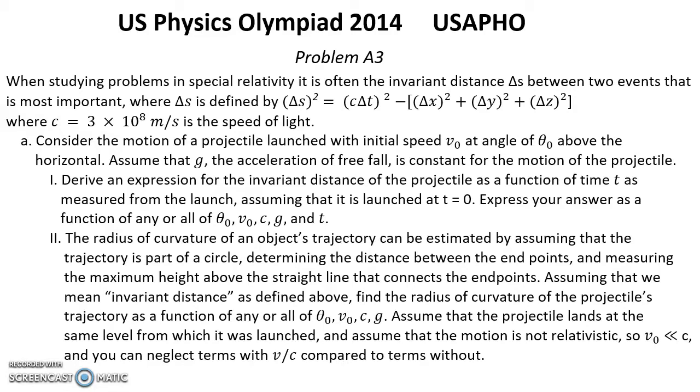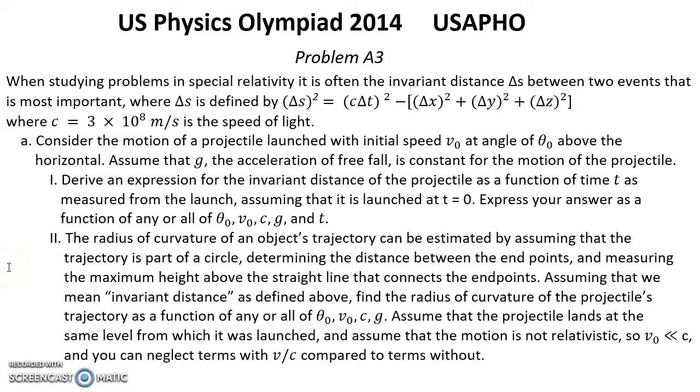US Physics Olympiad, year 2014, USAPHO. Final exam. Problem A3. When studying problems in special relativity, it is often the invariant distance ds between two events that is most important, where ds is defined by this equation, where c equals 3 times 10 to the power 8 meters per second is the speed of light.